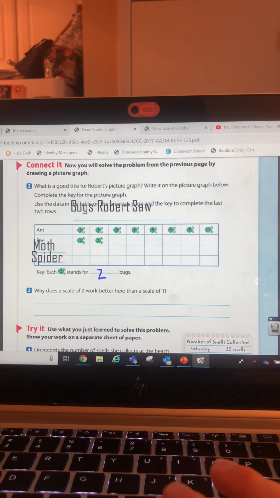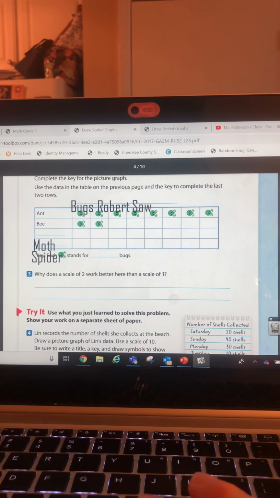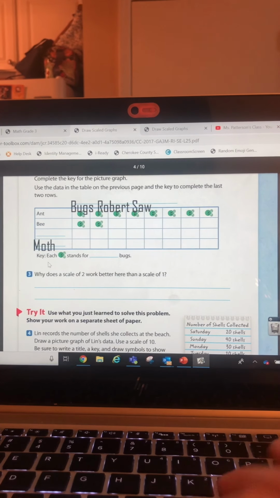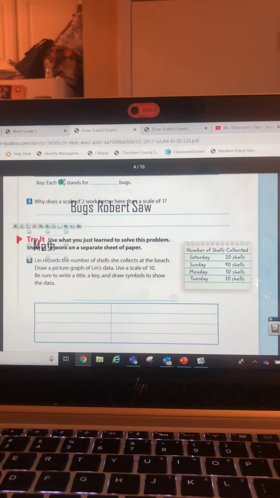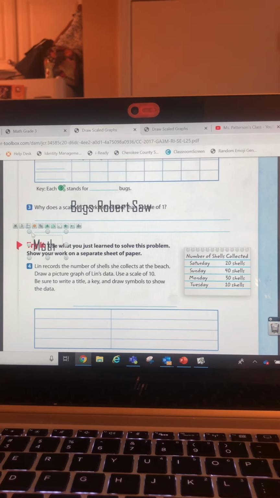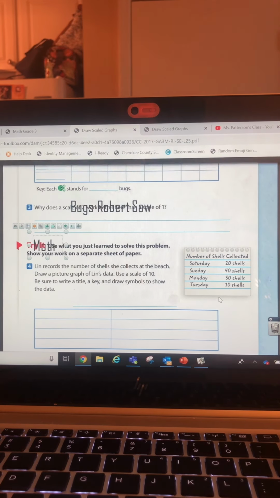So the next section is our try it section, and normally I would make you guys try this on your own. This would be like our challenge question. So you're being challenged right now to use this data from the table and put it in a picture graph. You have to title that picture graph and create a scale.